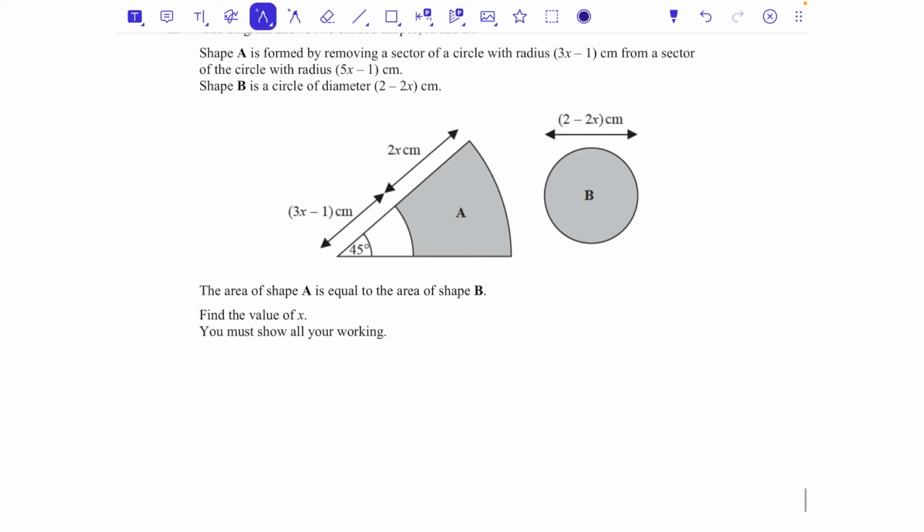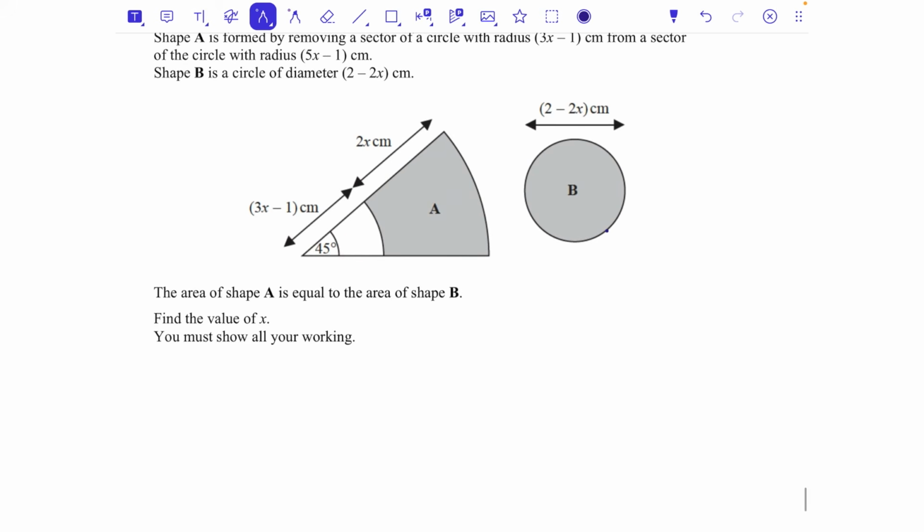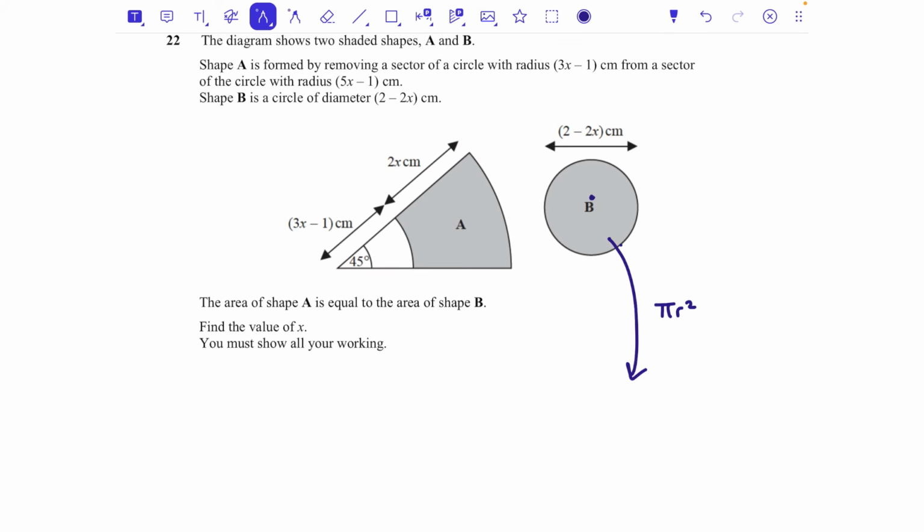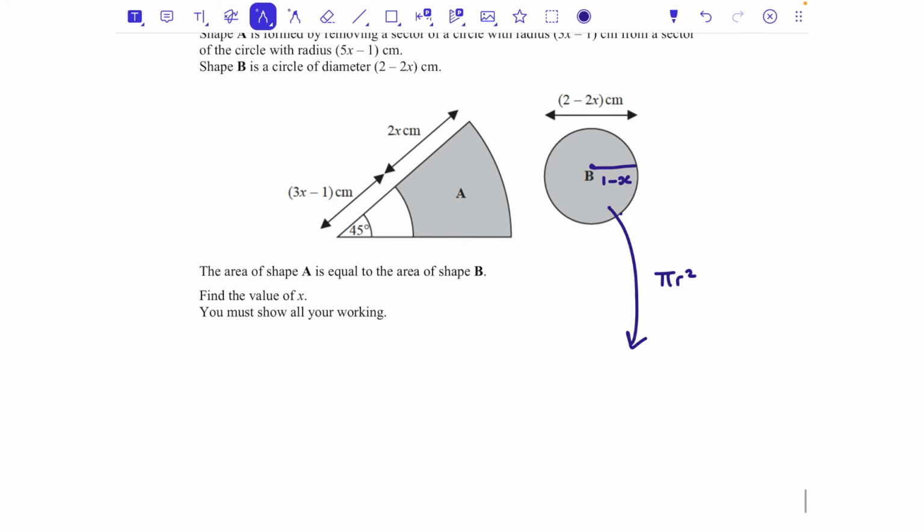Okay, so let's start by getting expressions for both. This one's probably the easiest, the circle. So I'm going to start by saying pi r squared is the area of this, and the radius would only be from the middle to the edge. So that's going to be half of what we've got here. So 1 minus x is going to be your radius. So let me put in equals, because I'm going to do the area of A equals the area of B. So the area of B is pi times 1 minus x squared. That's the area of that one.